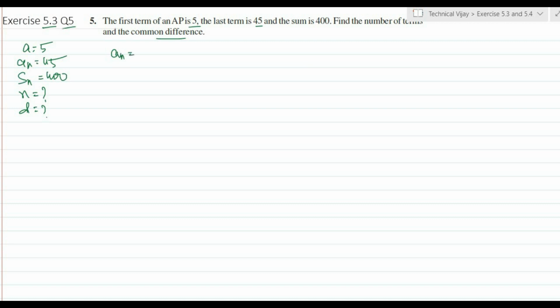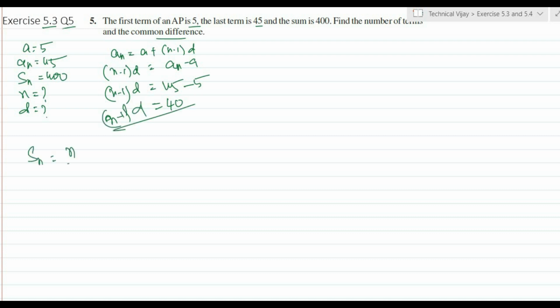So here first we will use the AN formula, that is A plus N minus 1 into D. Okay, N minus 1 into D is equal to AN minus A. Okay, N minus 1 into D is equal to AN, which is 45, minus A, which is 5. So this is equal to 40. Okay, this is N minus 1 into D. Sn is equal to N divided by 2 into 2A plus N minus 1 into D. So Sn we know this is equal to 400. So this is N by 2, here 2 into 5, so 2 into 5 plus N minus 1 into D.